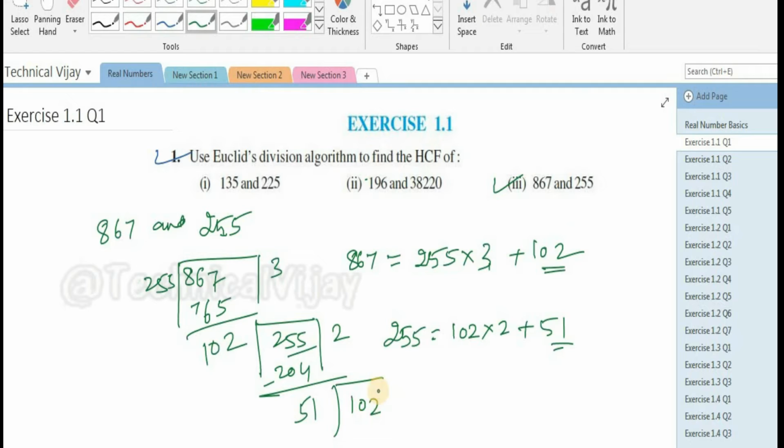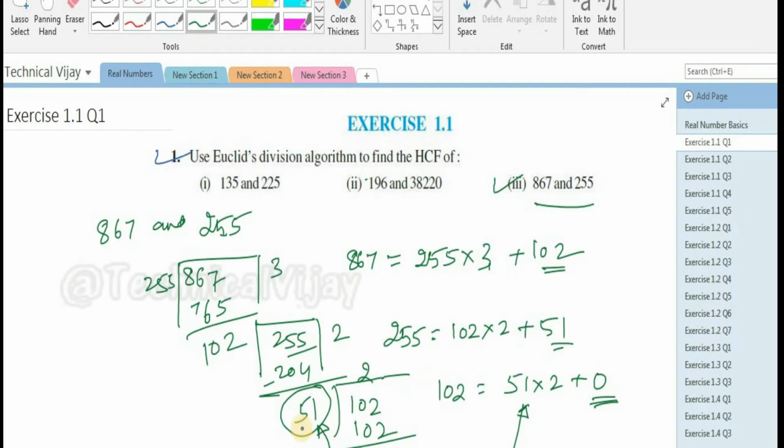So 51 again, 102. 51 into 2 is equal to 102. So the remainder is 0. So here 102 is equal to 51 into 2 plus 0. Whenever the remainder becomes 0, this will be the HCF. So this immediate divisor will become the HCF of the given numbers. So the HCF of these two numbers will be 51.